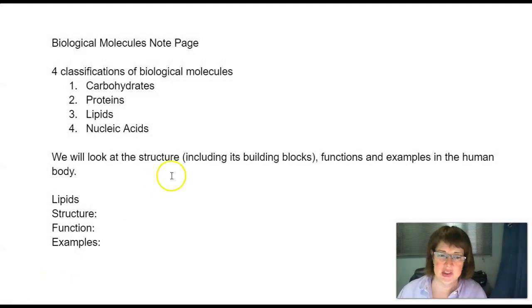So when we look at the biological molecules note page, we're going to do part 3 now, and we're going to look at lipids. I want you to pay attention to the structure, the function, and examples. And there are 3 different categories of lipids we will be looking at. So let's look over at the same series of videos to give you an idea of lipids.